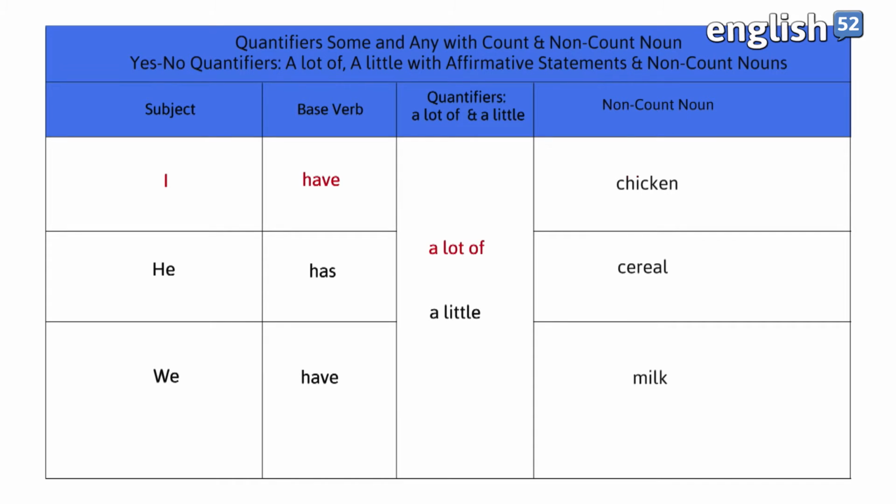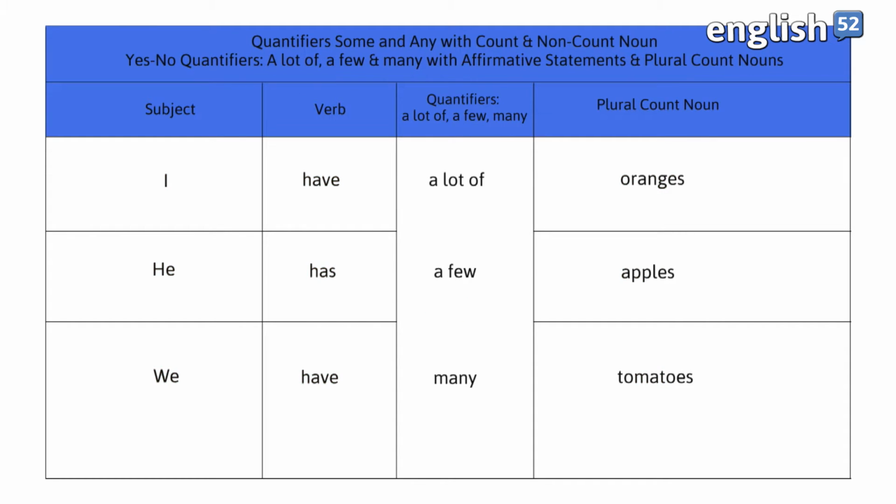We also have quantifiers that tell us information about small and large quantities and amounts. For example, I have a lot of chicken. He has a lot of cereal. We have a little milk. I have a lot of oranges. He has a few apples. We have many tomatoes.